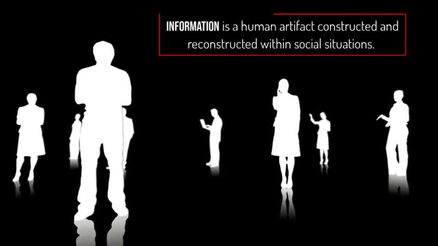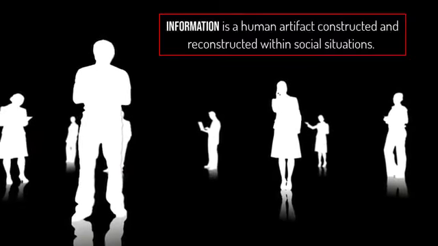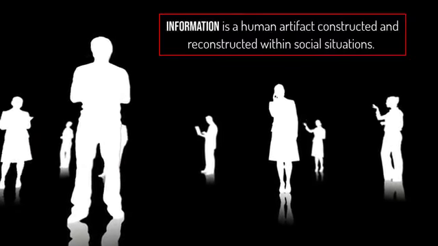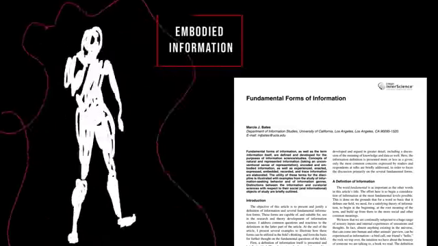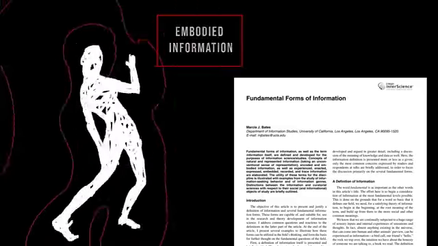Socially oriented definitions of information have emerged. For instance, information is a human artifact constructed and reconstructed within social situations. Marcia Bates has developed what she calls fundamental forms of information, a more expansive conception than anything that has come before. It includes information that is experienced and embodied.